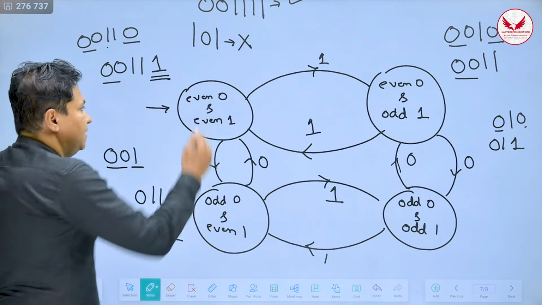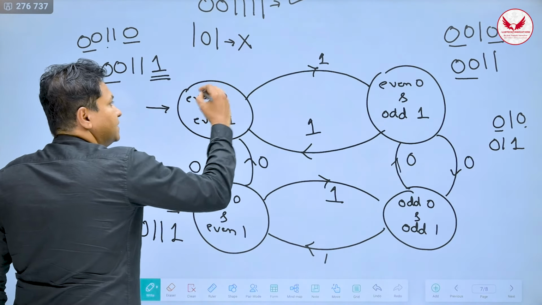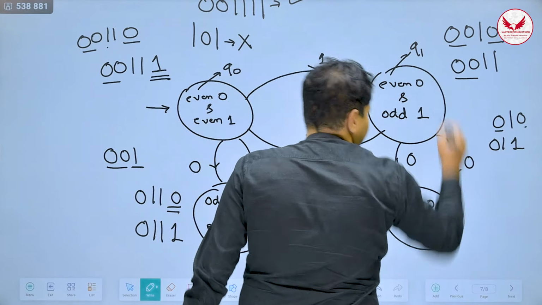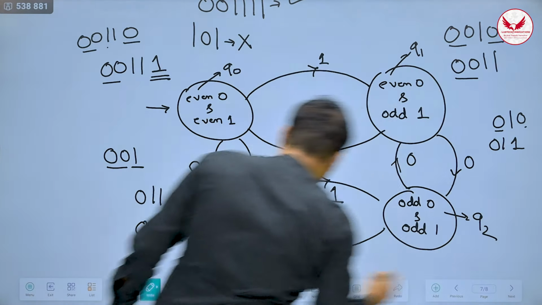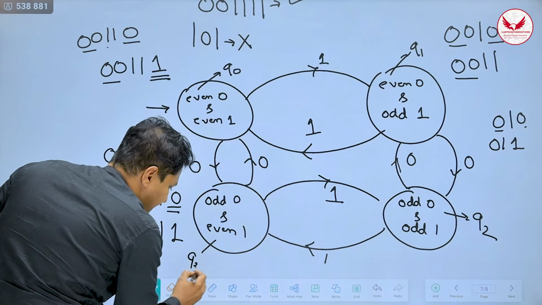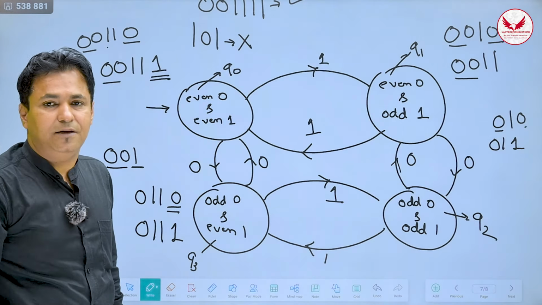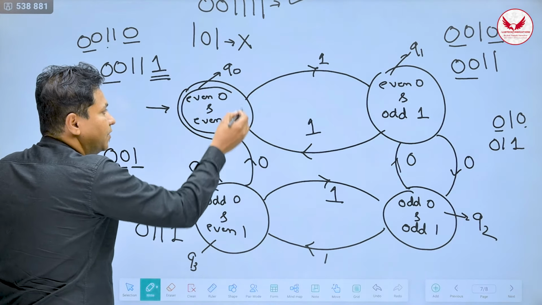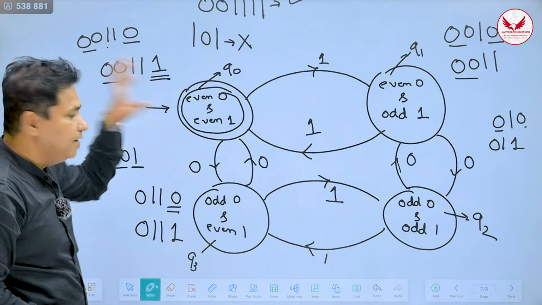And lastly, you can rename this state as the Q0 state. This will be the Q1 state, this will be the Q2 state, and this will be the Q3 state. And what is my final state? My final state will be even number of 0 and even number of 1. This will be my final state.